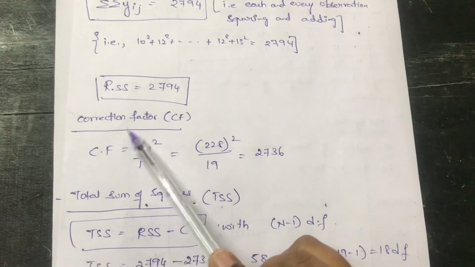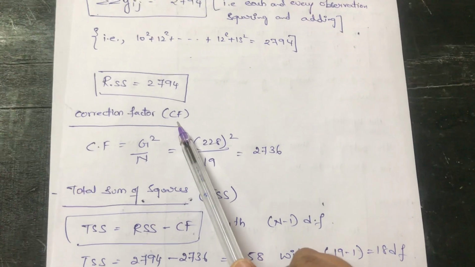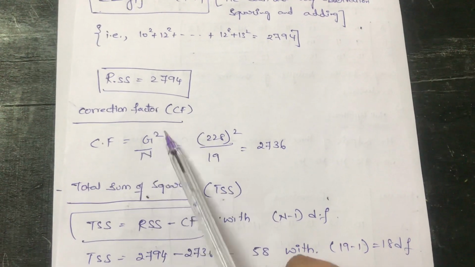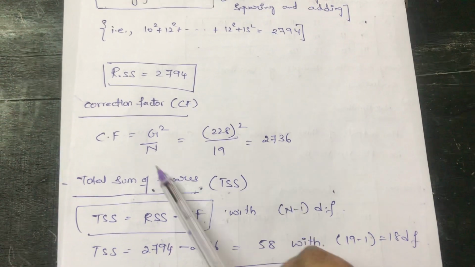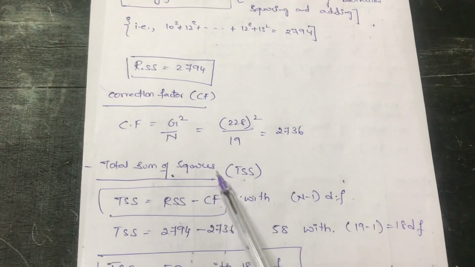After that we have to calculate the correction factor. The correction factor is given as CF. CF is equal to G square by N, equal to the value we got, 2736. After that we have to calculate the total sum of squares, TSS.